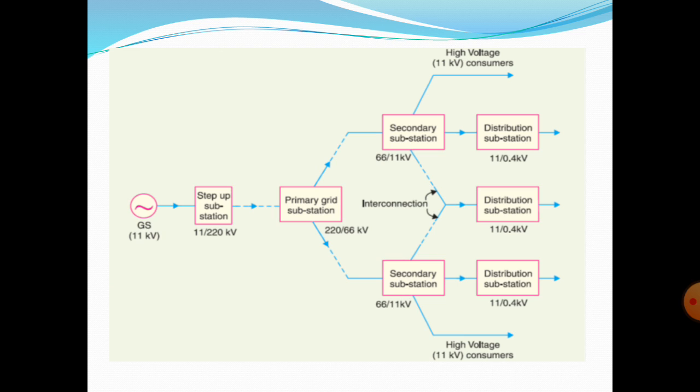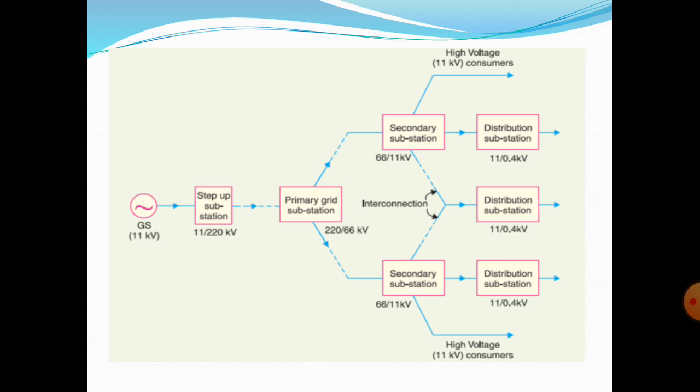The step up substation steps up the voltage, that means increasing the voltage level from 11 kV to 220 kV. Next, the 220 kV is transferred to the next substation, that means the primary grid substation. This substation is interconnected with the secondary substation. In the primary grid substation, it converts the voltage level from 220 kV to 66 kV, that means stepping down the voltage. And the secondary substation again reduces the voltage from 66 kV to 11 kV.